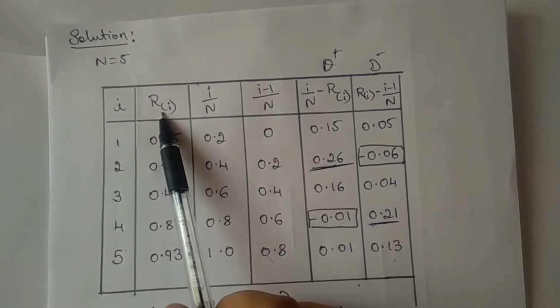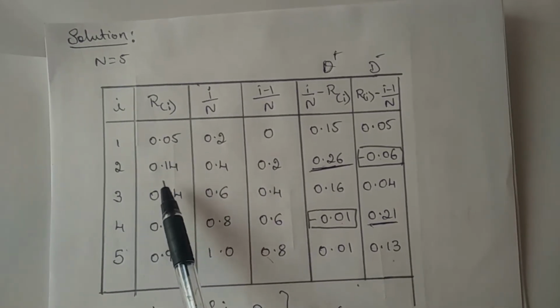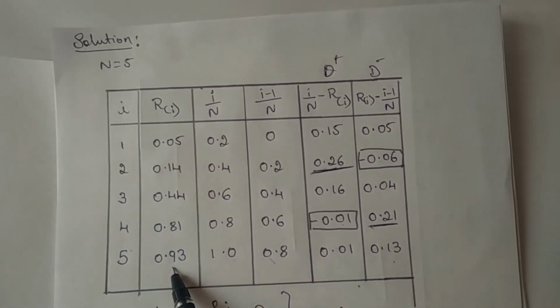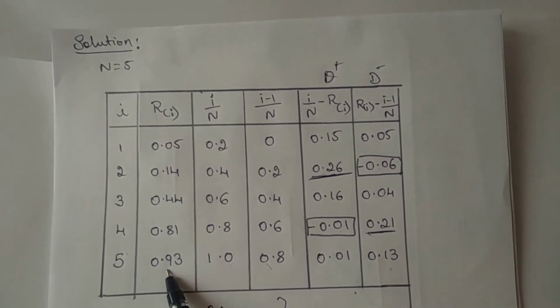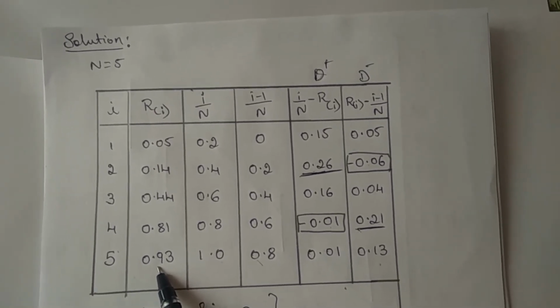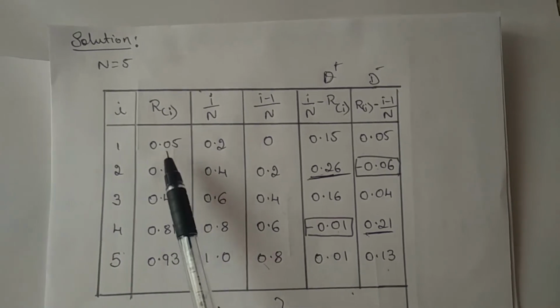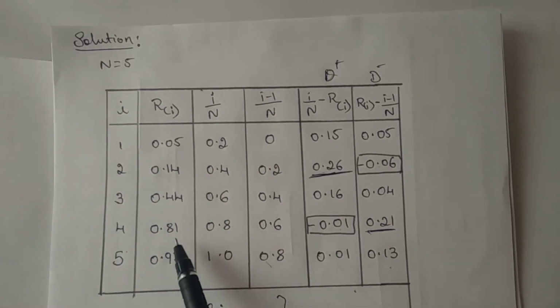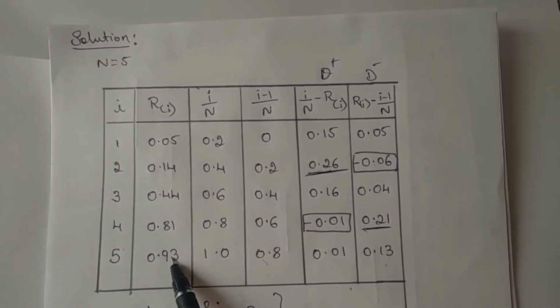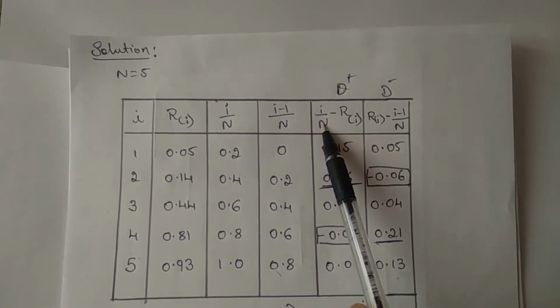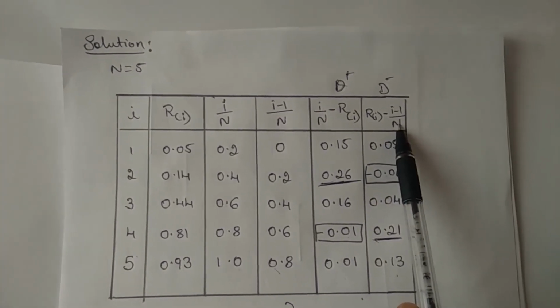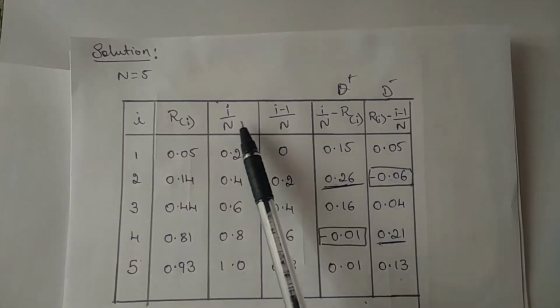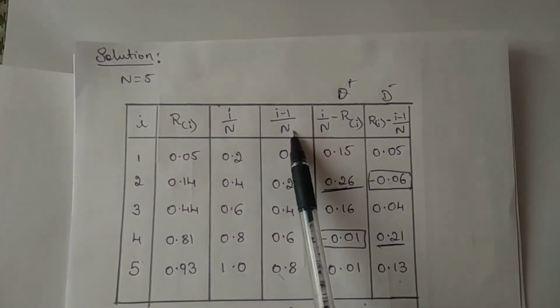This is Ri, the random numbers. 0.05, I am writing it in increasing order. This is the first step. First you have to arrange all the random numbers in increasing order, that is ascending order. That is 0.05, 0.14, 0.44, 0.81 and 0.93. And here you need to calculate i divided by n and (i minus 1) divided by n. For this, I am calculating i by n and (i minus 1) by n.